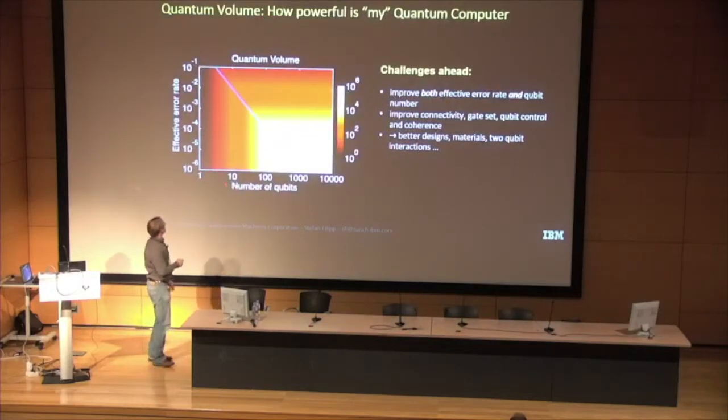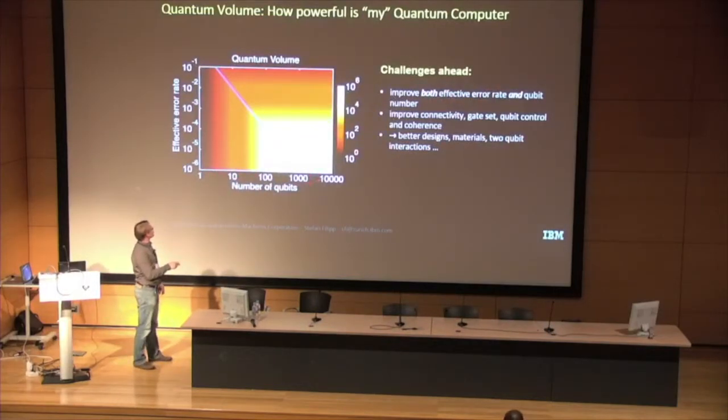The graph is pretty simple. It just increases the quantum volume with the number of qubits, and it increases with decreasing the error rates. And what is now the challenge is to not only improve the number of qubits, but also lower the error rates. And on this plot, we would be somewhere here at the moment, and we need to go somewhere here to actually get to devices that are really useful. That means improving connectivity, gate sets, qubit control, coherence, but also better designs, materials, and 2-qubit interactions.